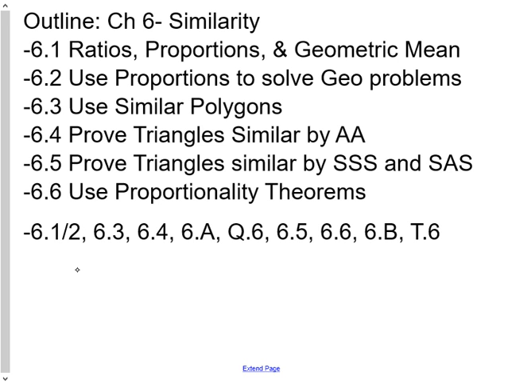Today we are learning lessons 6.1 and 6.2, starting chapter 6 out, which is a chapter on similarity. First lesson here involves a lot of math with ratios, proportions, something new for you in geometric mean, as well as how we can use different proportions to solve geometric problems. Then we'll get into what is a similar polygon and how can we prove triangles similar in 6.4 and 6.5. And then lastly, we'll end with different proportionality theorems we arrive at.